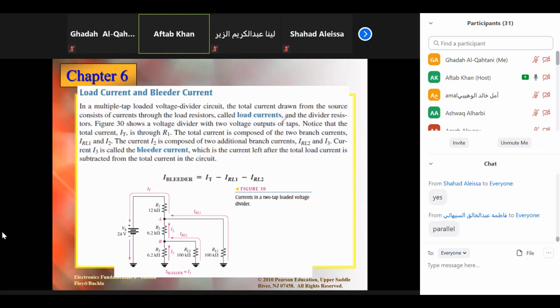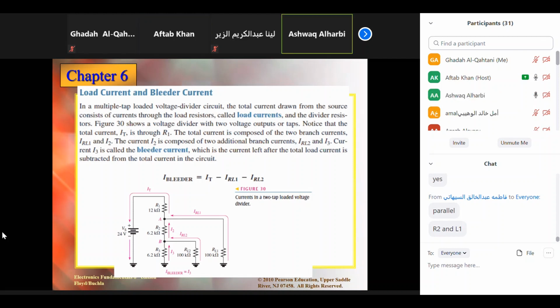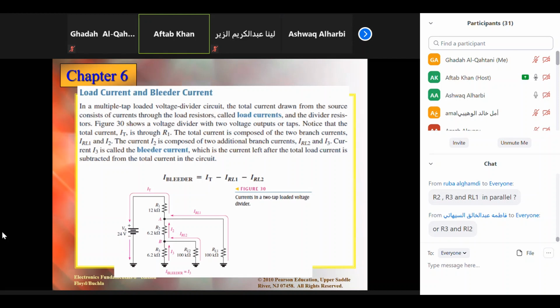And you also need to draw the simplified circuits with every step. What is the first step? Tell me. Who will tell? Ashwaq, Al-Harbi. Yes. What is the first step? R2, R3 and RL1 parallel. R2 and R3.